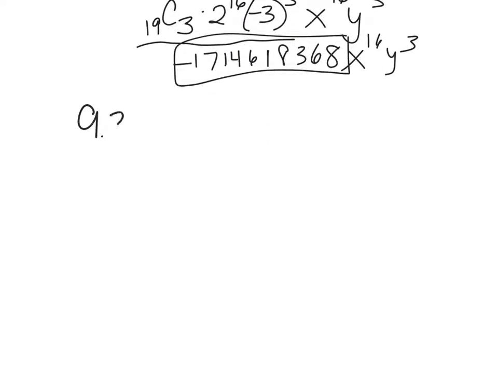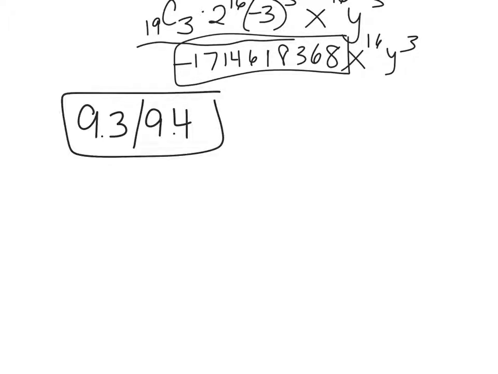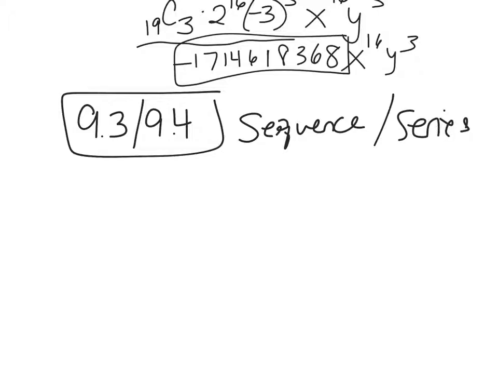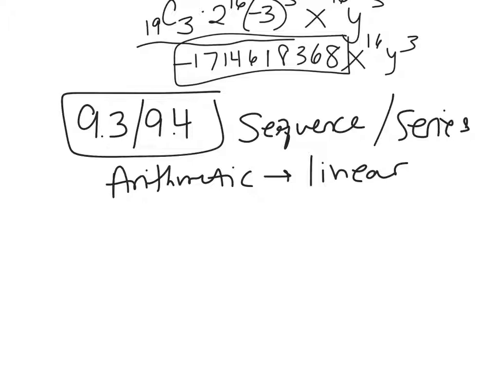9-3 and 9-4 were the ones that went together. And those were about sequences and series. Sequence, series. Okay? So sequences, those are numbers in a row with commas, and series is a summation of numbers. You add them in between. And we focus mostly on arithmetic and geometric, right? So arithmetic, those are going to be our linear explicit formulas, and geometric is exponential.